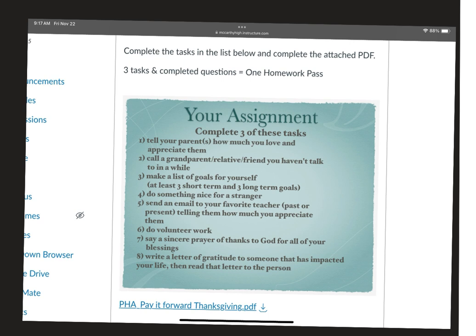5, send an email to your favorite teacher, past or present, telling them how much you appreciate them. You do not get extra points if it's me. Make somebody else's day, okay? 6, do volunteer work. 7, say a sincere prayer of thanks to God for all of your blessings, which for some people is very difficult. If that's easy for you, that's great because you do that a lot. And 8, write a letter of gratitude to somebody that's impacted your life and read that letter to the person.